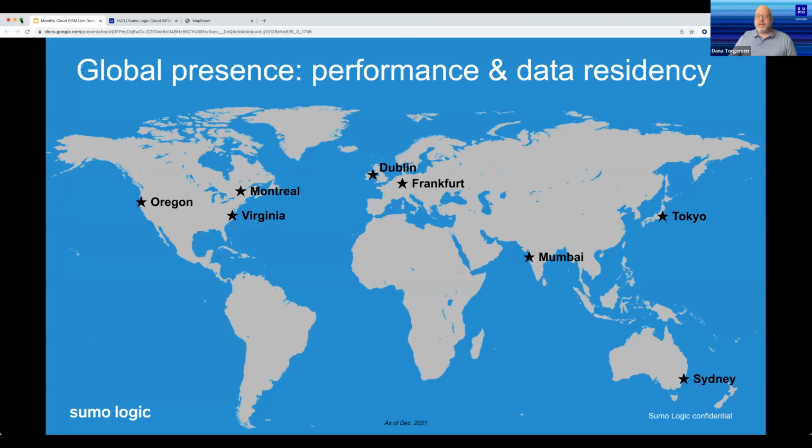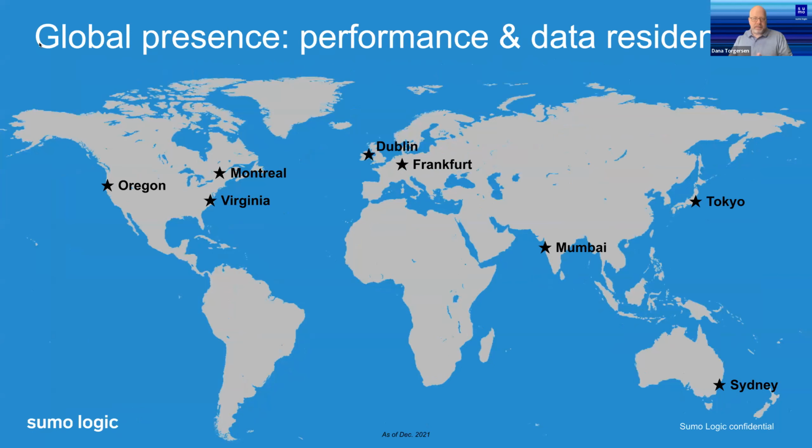Let me pull back here and also point out that this is a global presence too. So if you've got data residency issues, everything is a cloud native platform built natively in AWS with deployments across all these different availability zones, making sure your local data residency and regulatory requirements are met and upheld as well.